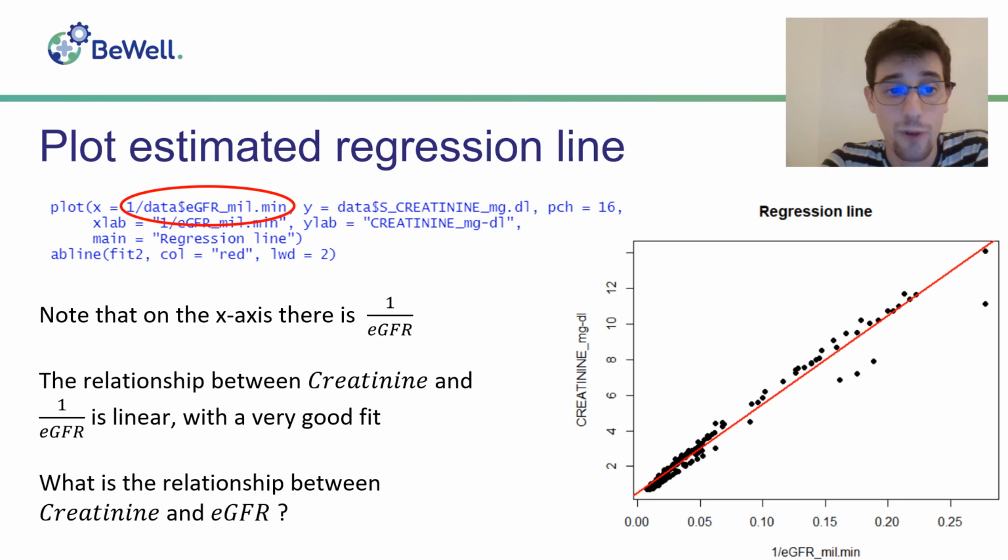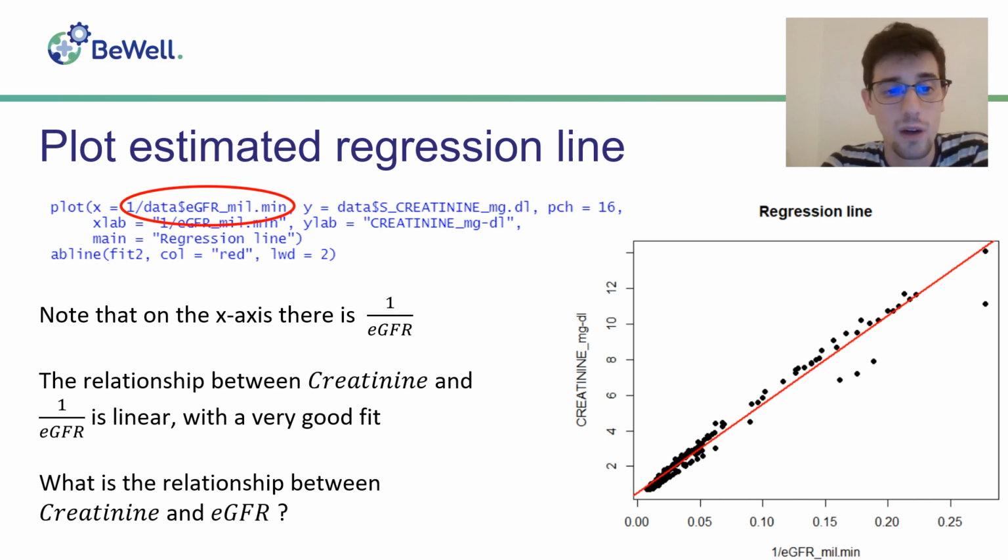The main focus point of this exercise is to convince you that, whenever possible, one should plot the data and inspect if everything is fine. In particular, we can plot the data in two different ways. We say that we are fitting a linear model between creatinine and the inverse of eGFR. Hence, if we plot the data so that we have 1 over eGFR on the x-axis, we do see a linear cloud of points which is perfectly fitted by the regression line.